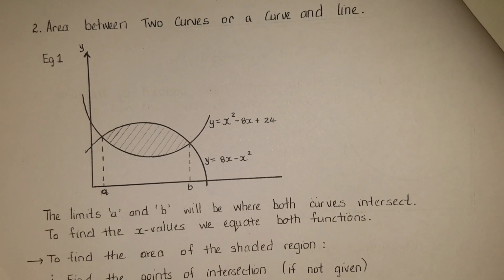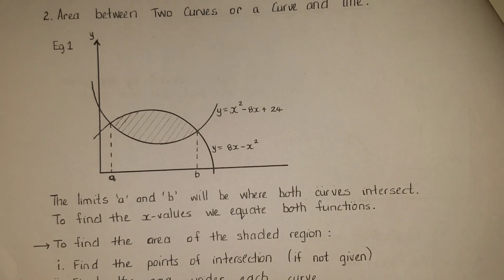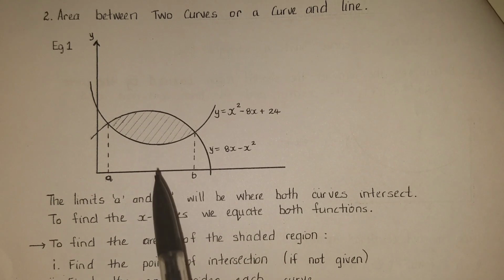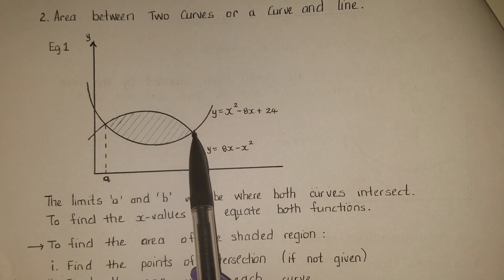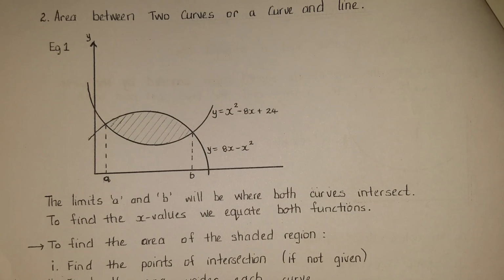So I have a list of directions, so to speak, of how to evaluate this shaded area. So first we'll find the points of intersection if they're not given, and that's, like I said, where the two curves meet. Then we find the area under each curve and then subtract the smaller area from the larger area.